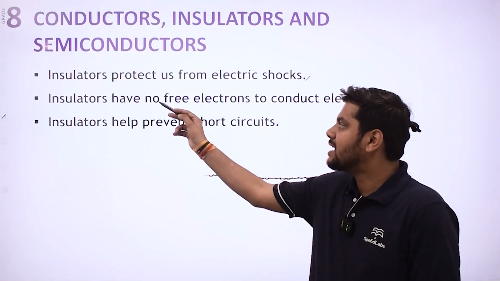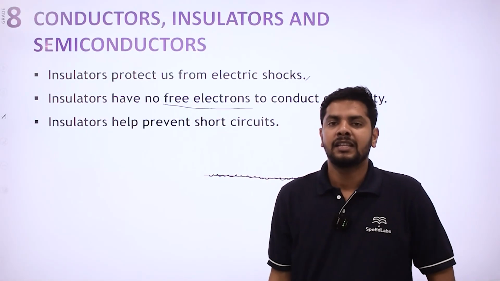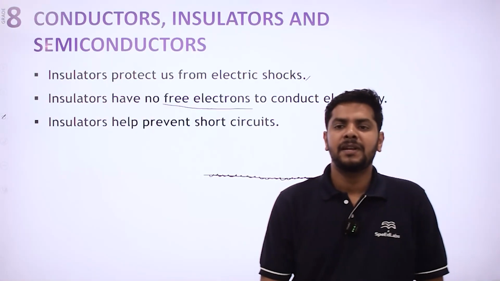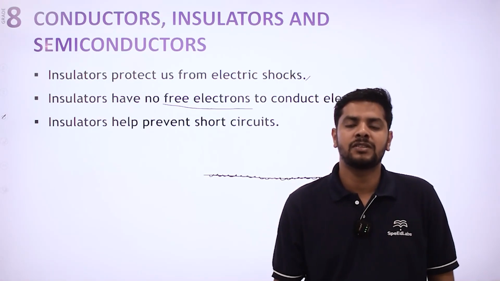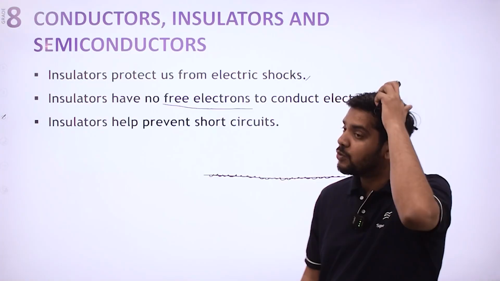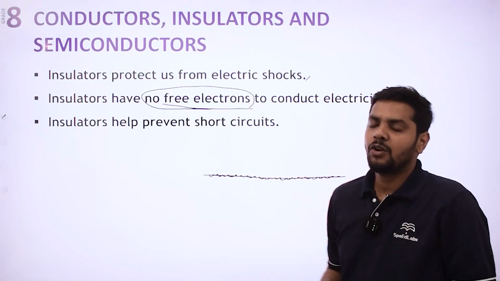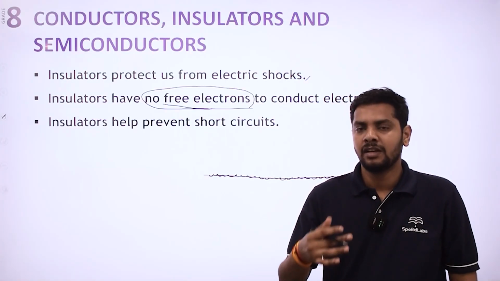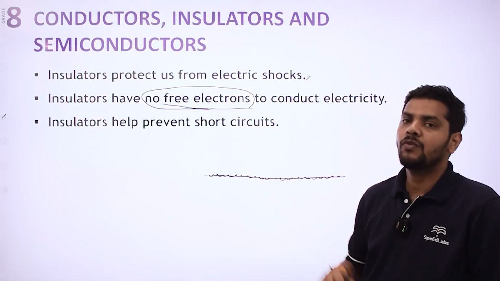Next one, insulators have no free electrons. Someone can ask you the reason why insulators don't allow electric current to flow. As I explained in the previous lecture, current flows when electrons are able to flow from one place to another. So in insulators, there are no free electrons, and if there are no free electrons, there are no charge carriers. There is nothing which will transmit the current from one place to another.